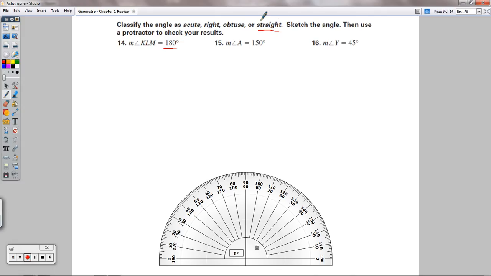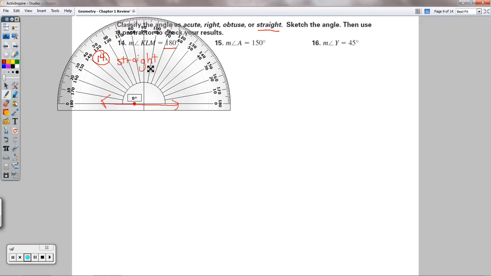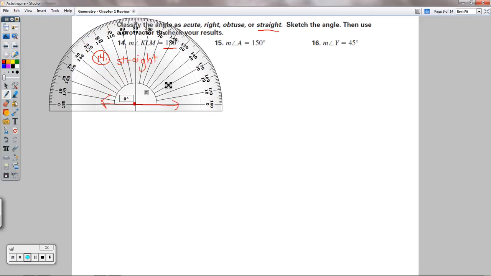180, that's the definition of a straight angle. So for number 14, this is a straight angle. If I were to draw a straight angle, I would still need a point, a vertex, and then it would go out from the vertex, but it needs to be a straight line. Not too bad for a freehand sketch. I'm going to move this now, use this to check my results. Yeah, that's pretty good, especially for a freehand sketch.